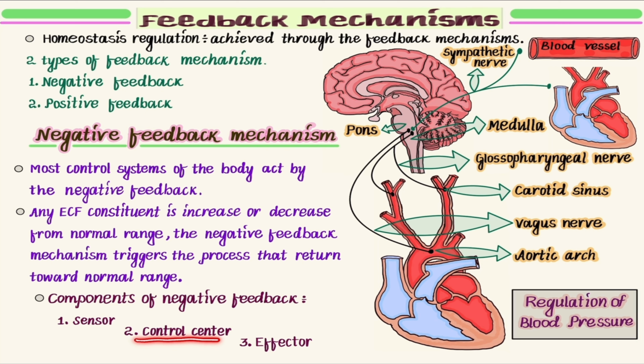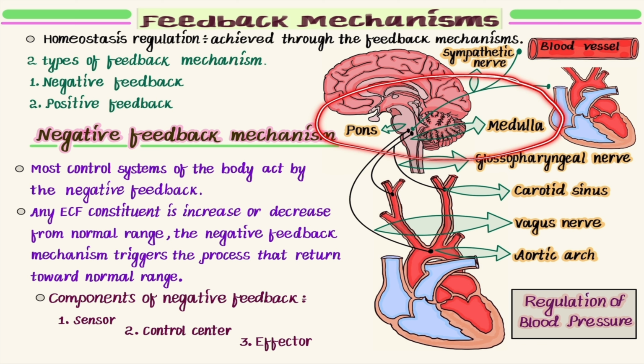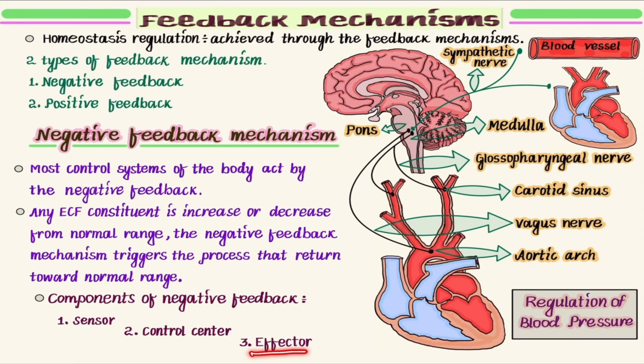Then the control center. This control center is located in the central nervous system, especially in the brain. It receives signals from the sensor and initiates command signals. Here in this picture, the control center for the regulation of blood pressure is mainly located in the pons and medulla. It is the vasomotor center. Then the effector. The effector is the target organ that follows the command signal of the control center to bring about a nearly constant condition in the body.